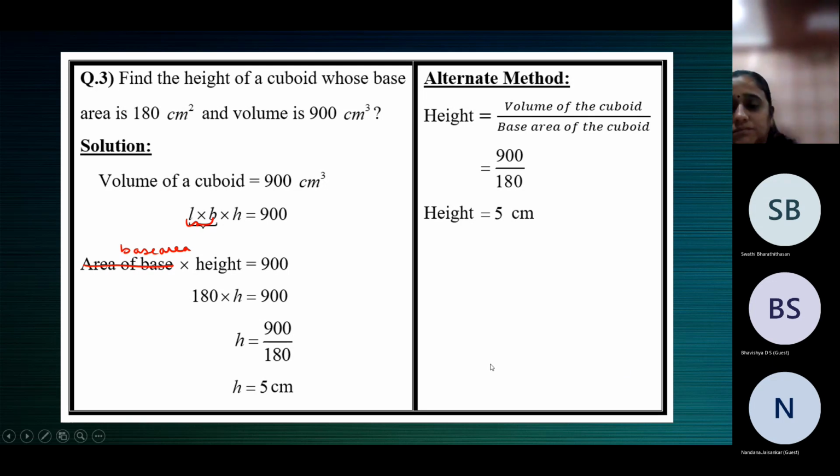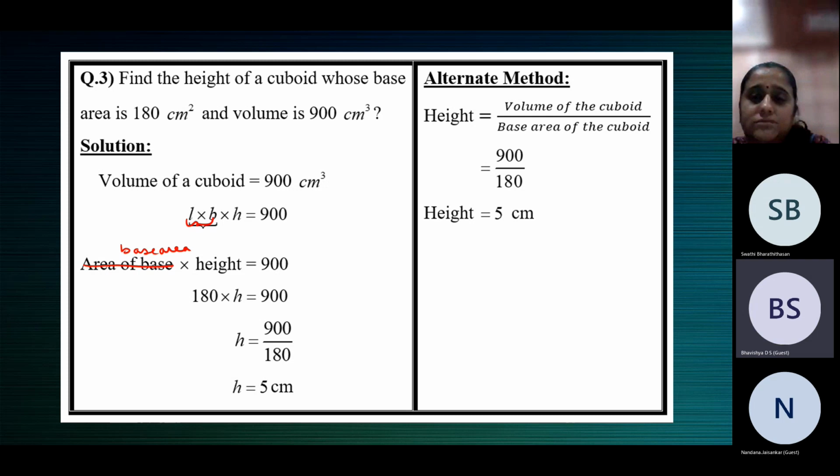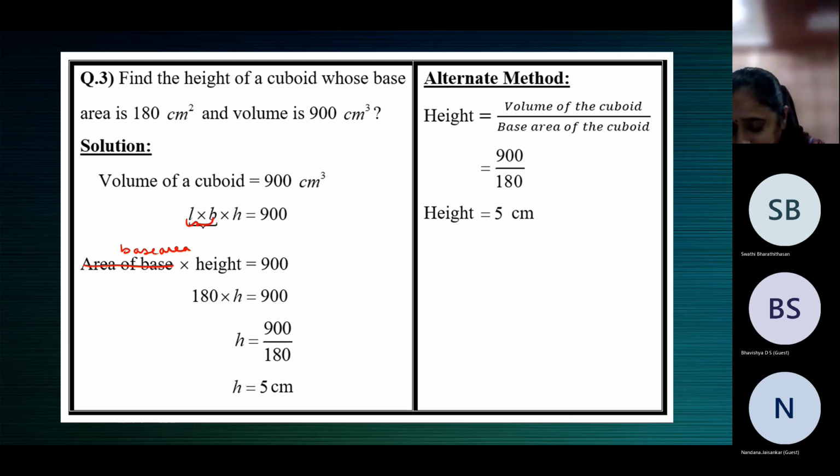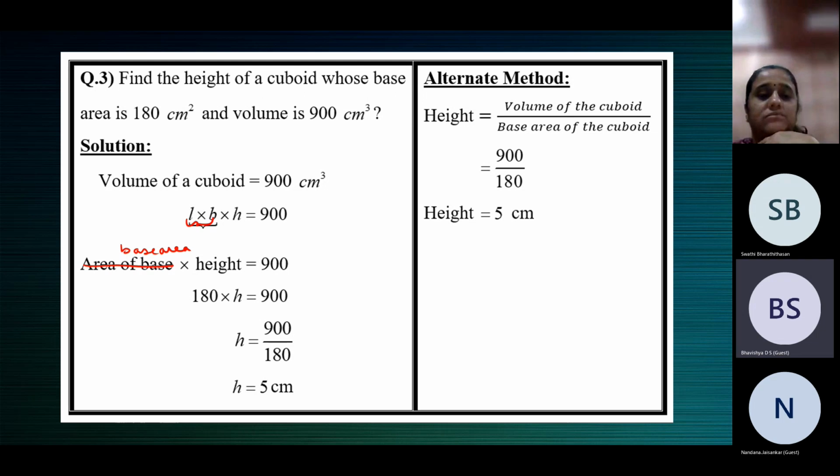Finished, children? Vandana, Swati, and Bhavishya, finished? Okay. Last. Yeah, okay. Done, ma'am. Yeah.